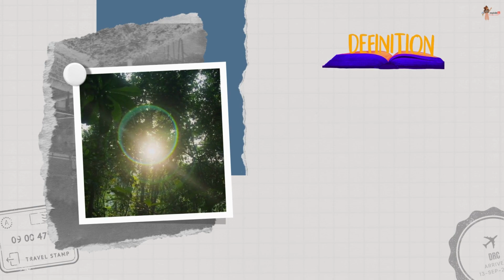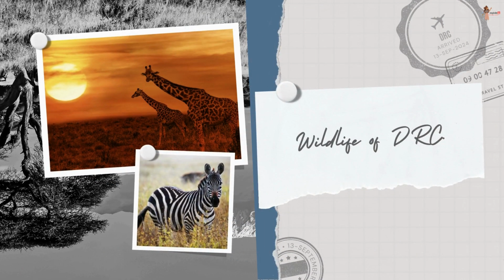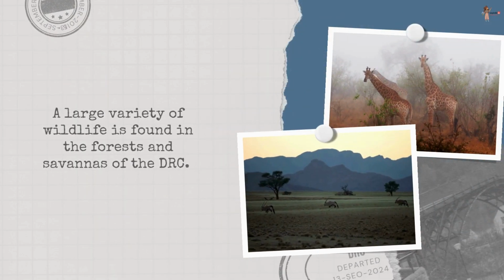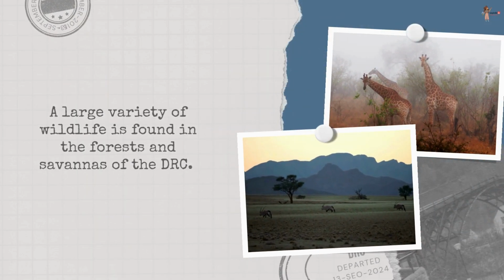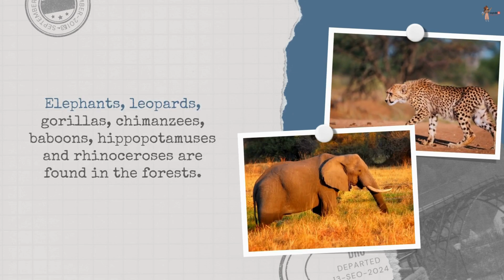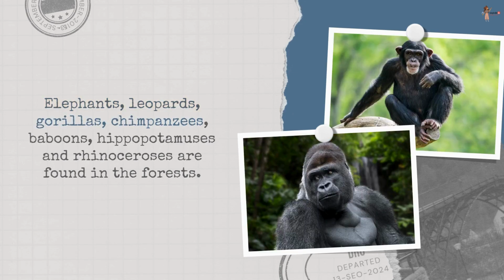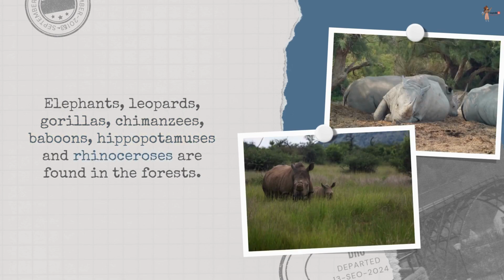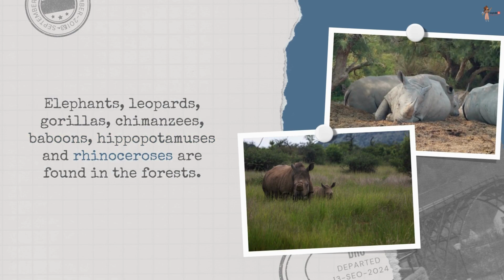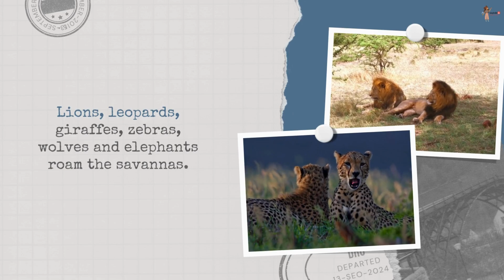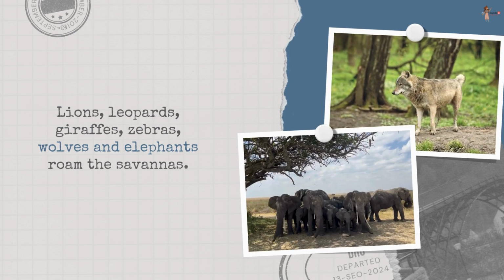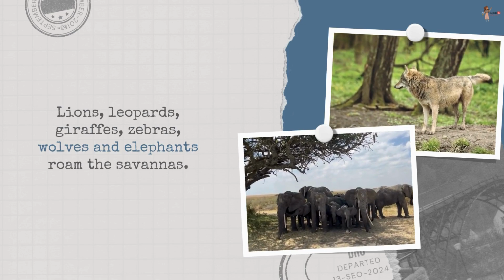Now, let's talk about wildlife of DRC. A large variety of wildlife is found in the forests and savannas of the DRC. Elephants, leopards, gorillas, chimpanzees, baboons, hippopotamuses, and rhinoceros are commonly found in the forests. Lions, leopards, giraffes, zebras, wolves, and elephants roam the savannas.